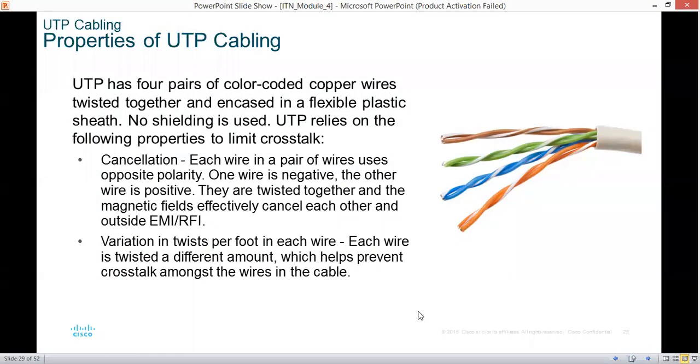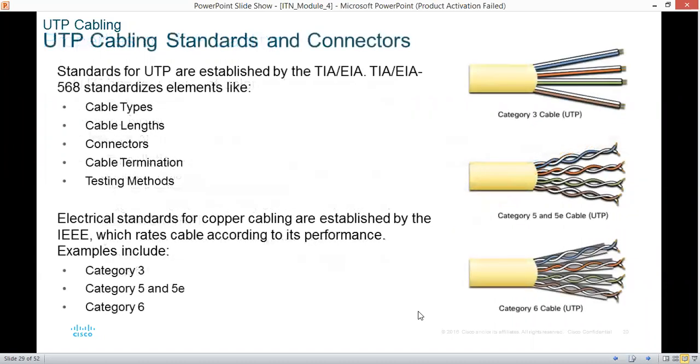So let's look at the cabling itself. If you see here, we have 4 pairs of cable. So let's see what happened here. The cabling standard is the TIA/EIA. We have the TIA 568A and the 568B. So you're either using type A or you're using type B.